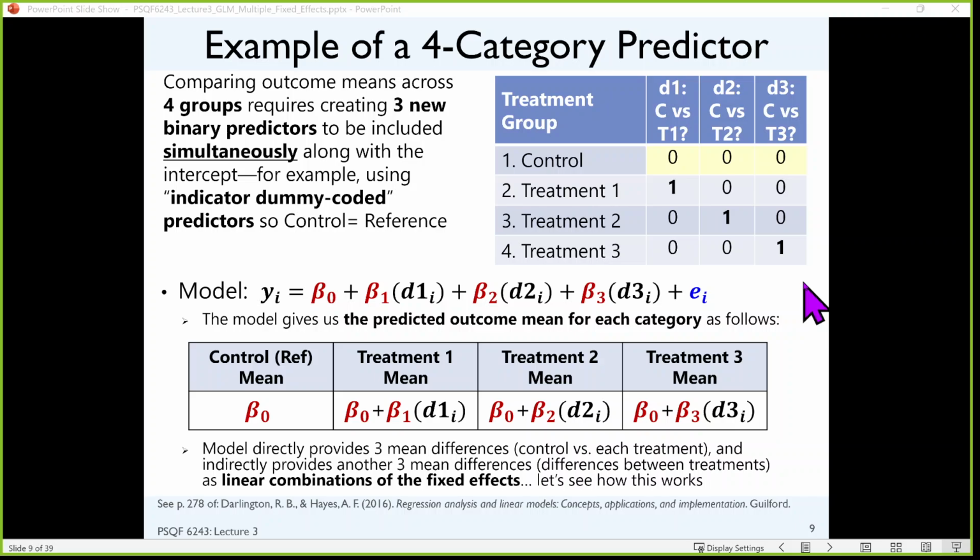Yeah, the differences between treatments. I might want to know if treatment 3 is better than 2, and if 2 is better than 1, and if 3 is better than 1. So there's 3 more. Good news, they're in here. They're in here too.